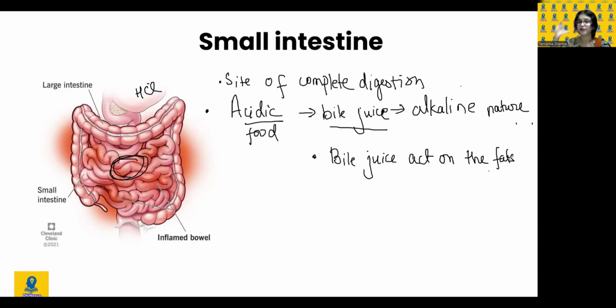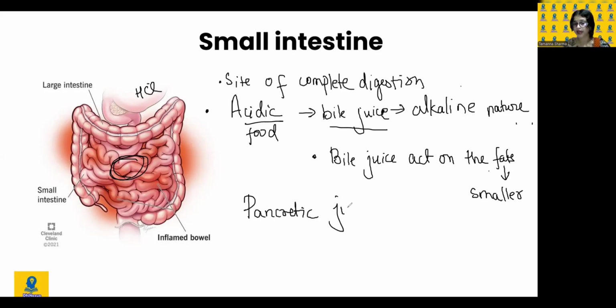Because we know that it is in bigger globules, it will make them into smaller globules. Okay, it will break the fats down. After this, the job of bile juice is done, finished. Now what will happen? Pancreatic juice will start acting.